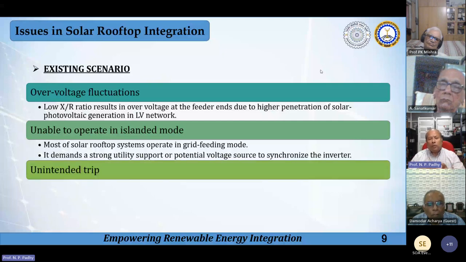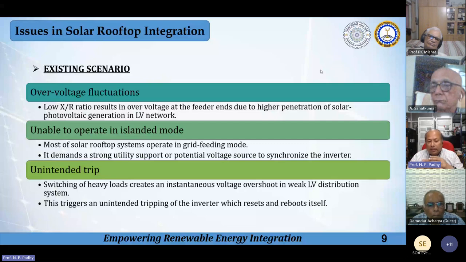There is also one more common problem, seen as unintended trip, because the switching of heavy loads creates an instantaneous voltage overshoot in the low voltage network. When you experience more than 245 to 247 volts, this triggers an unintended tripping of the inverter, which resets and reboots itself. There is an option to adjust, but most of the time, because of this voltage fluctuation, the inverters trip frequently, which is not a good sign for efficient power supply.